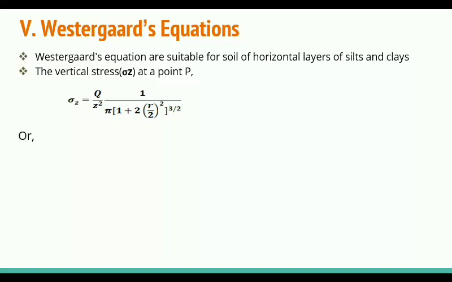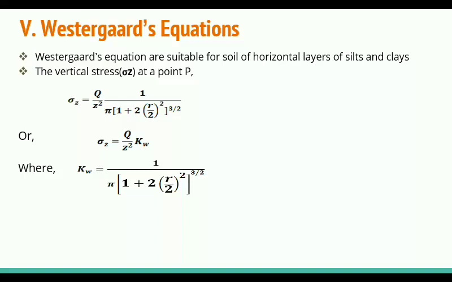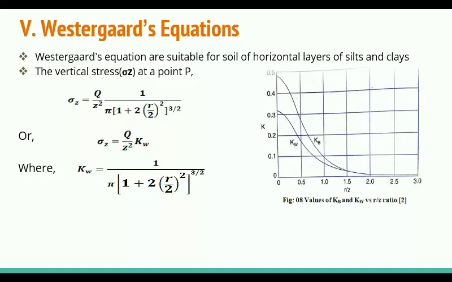So we can write sigma z is equal to q by z square into kw, where kw is the Westergaard influence coefficient. Okay. So we can write kw equal to this value, and kw is the Westergaard influence coefficient, and kb is the Boussinesq influence coefficient. So both the values we can see in one graph.